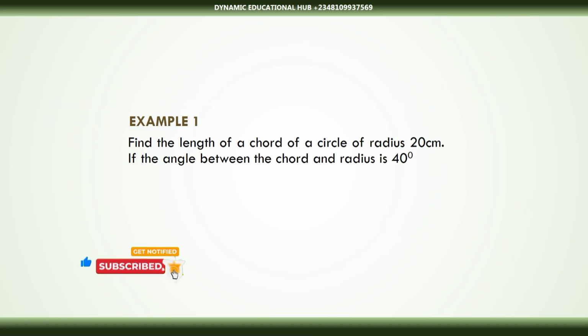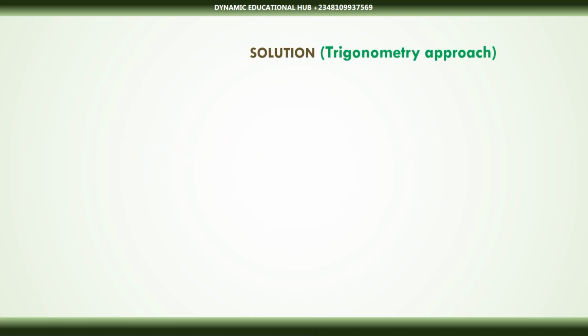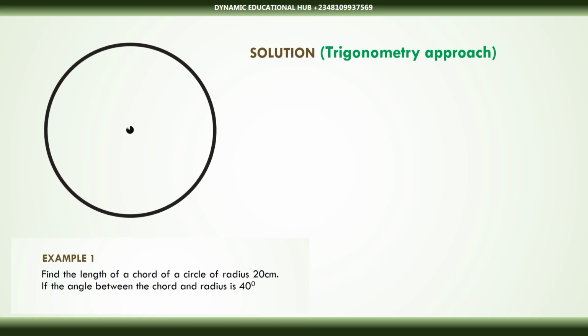Now let's look at a simple example. Find the length of a chord of a circle of radius 20 centimeters if the angle between the chord and the radius is 40 degrees. We have a question like this. Let's see how to solve it. The first thing you have to do in solving a question like this is you must visualize your question. So you have to draw your circle and locate the center.